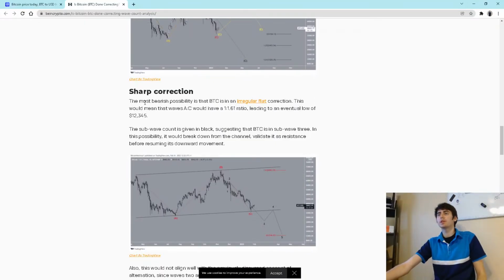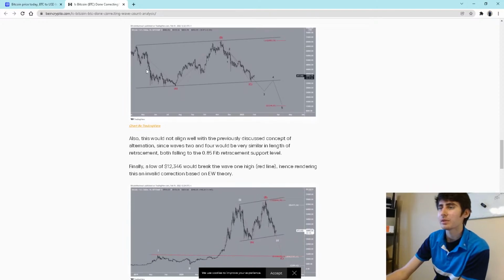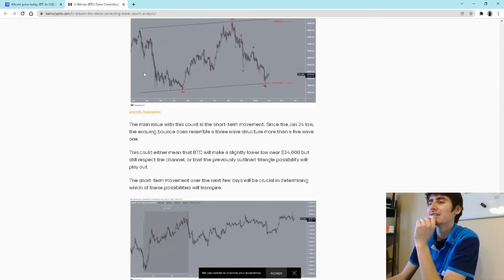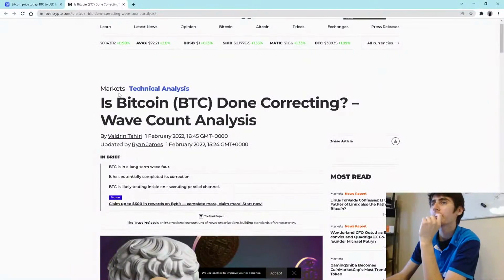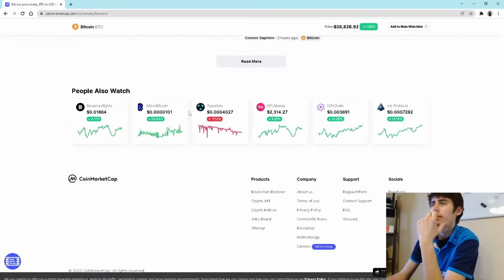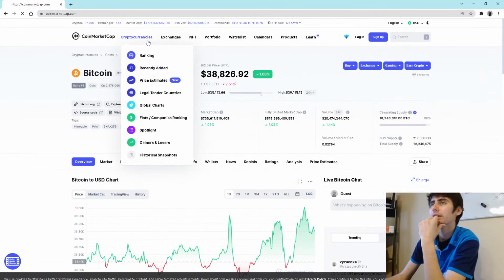So it says the most bearish possibility is that Bitcoin is an irregular flat correction. This would mean that the AC would have a 1-to-1 leading to the eventual low of 12,000. My goodness, we don't want that. This is a good article. So if you guys want to read this, go to CoinMarketCap, and it's by Vladrin and Ryan James. So it looks like two articles were merged together.